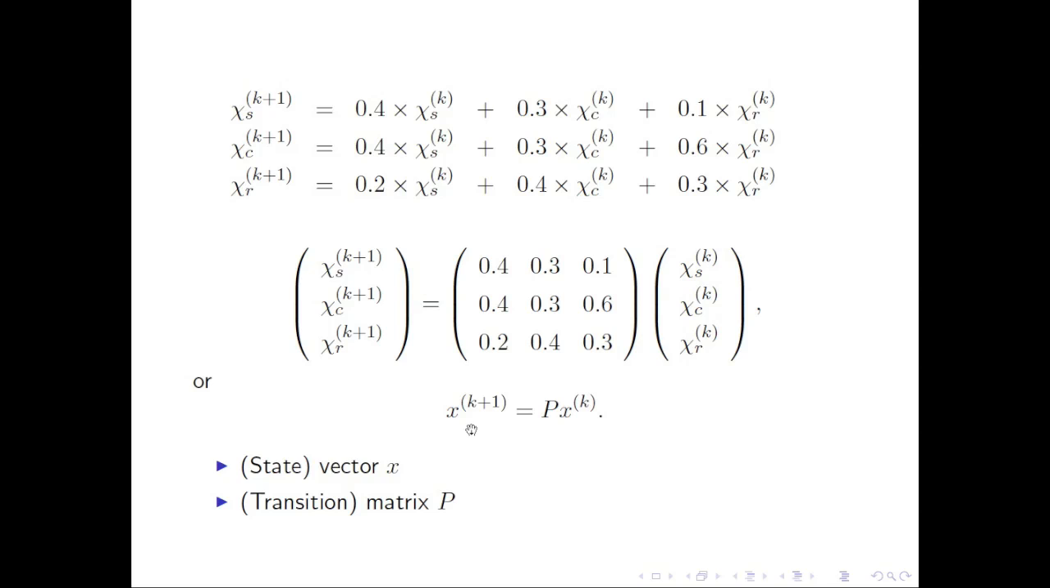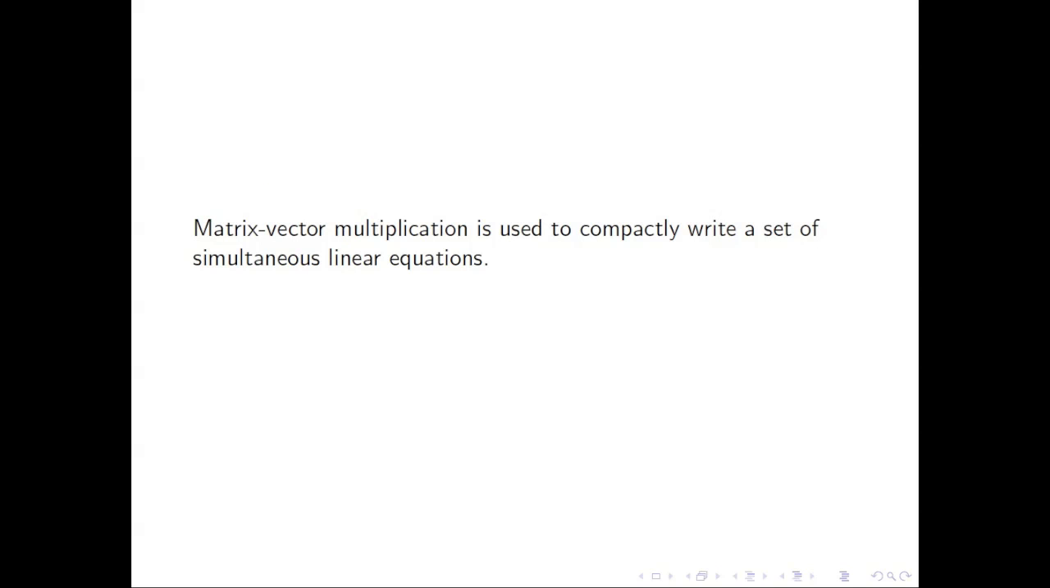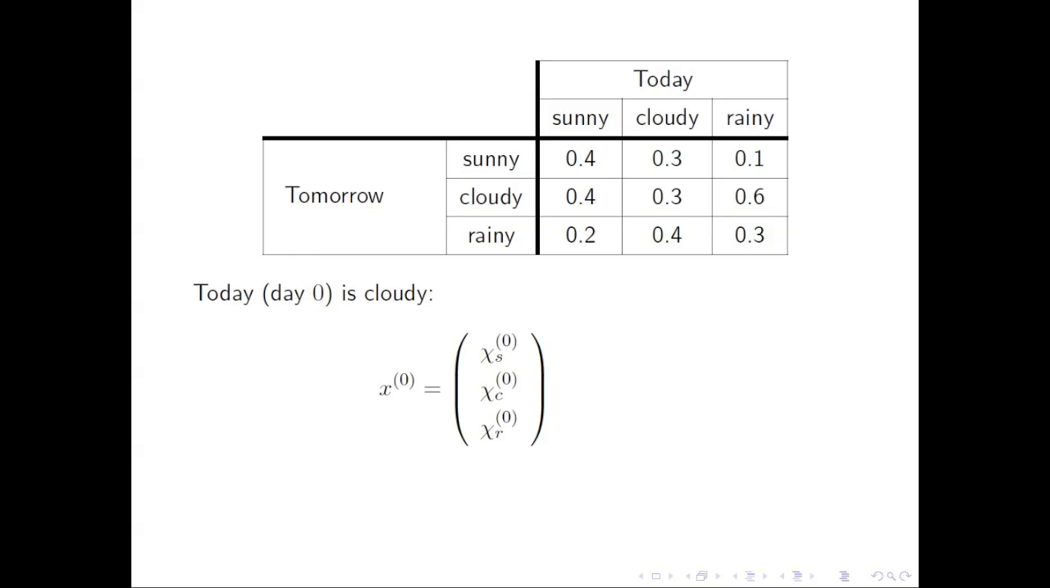And what we notice as a result is that we can simply talk about the vector x for day k and day k plus 1, and how you get from vector xk to xk plus 1 is a matter of doing a matrix vector multiply of the transition matrix P, that's this matrix right here, with the state vector xk. What we notice is that matrix vector multiplication in this case is used to compactly write a set of simultaneous linear equations. How would we represent that today, day 0, is cloudy?